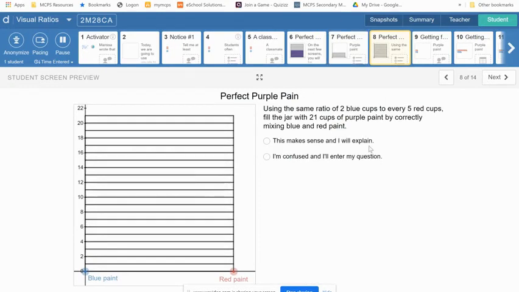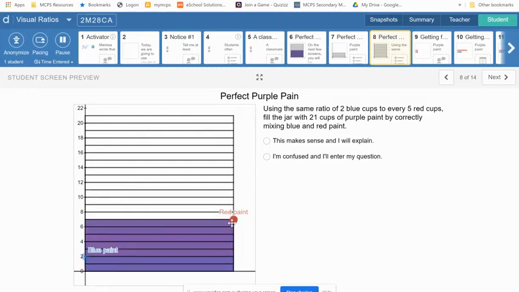Using the same ratio of 2 blue cups to every 5 red cups, fill the jar with 21 cups of purple paint by correctly mixing blue and red paint. Okay, so let's read this again. So I want to get to 21, but I have to mix blue and red at the same proportion. So I have 2 blue, 1, 2, 3, 4, 5 red. Okay. I need 2 more blue.